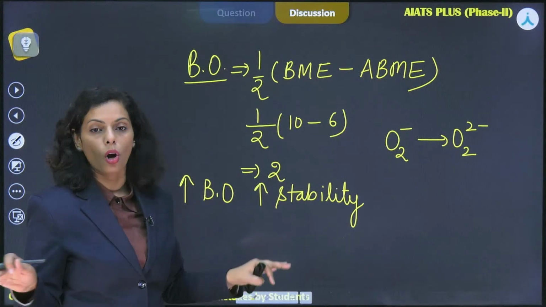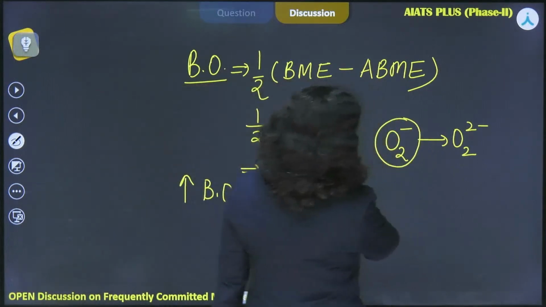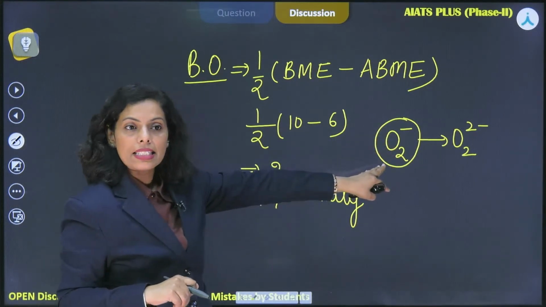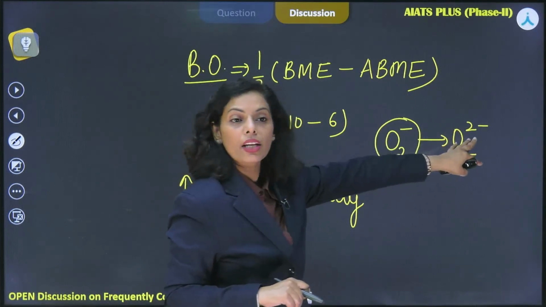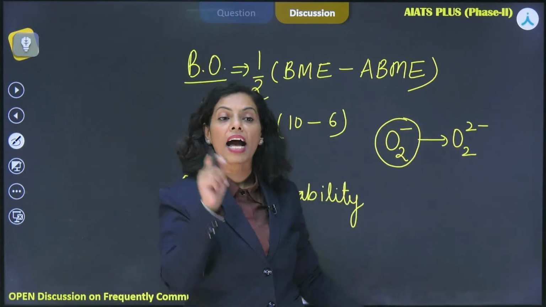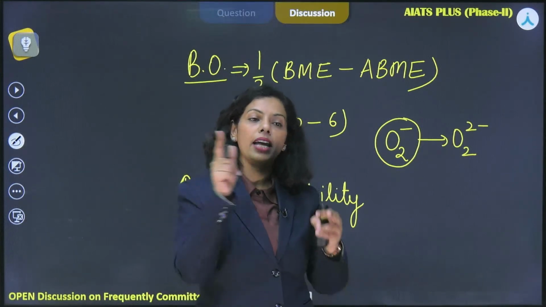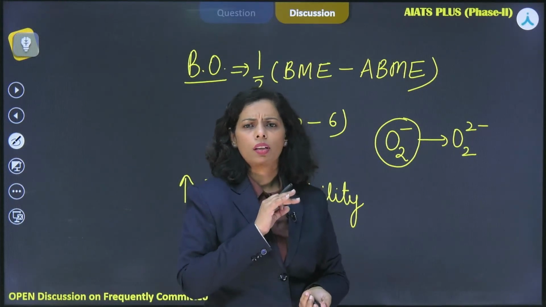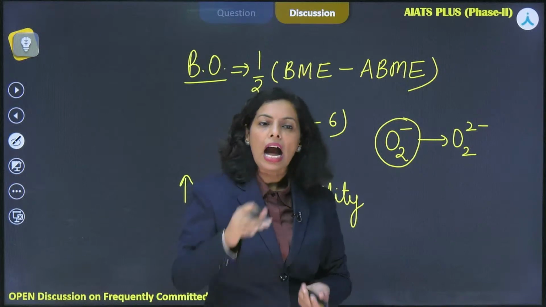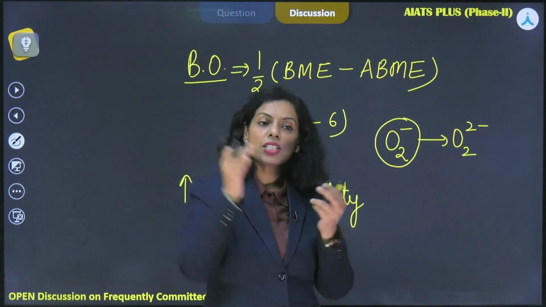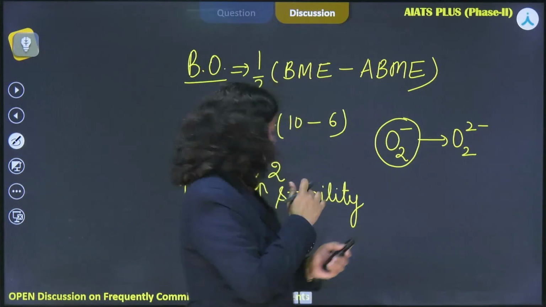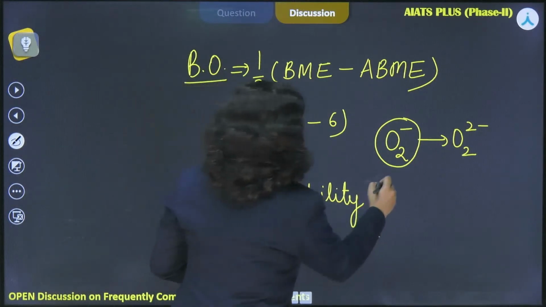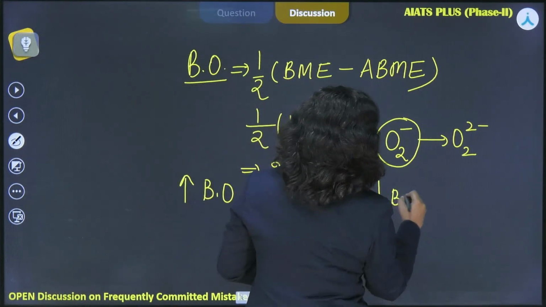The statement is wrong. Because in case of O2 negative, in the pi antibonding molecular orbital, the number of electrons is less. While in case of O2 2 negative, you are allowing 1 more electron. In the pi antibonding MO, more the number of electrons in antibonding MO will decrease the stability. Higher the bond order, less would be the bond length. Right, Vikram? Okay, so in continuation, we can simply write that higher the bond order, higher would be the stability, less would be the bond length.